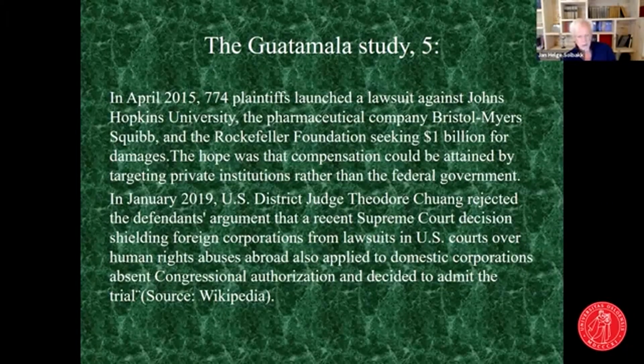In January 2019, US District Judge Theodore Chuang rejected the defendants' argument that the recent Supreme Court decision shielding foreign corporations from lawsuits in US courts over human rights abuses abroad also applies to domestic corporations absent congressional authorization, and decided to admit the trial. So this trial is still ongoing, but we don't know yet the outcome of the trial.